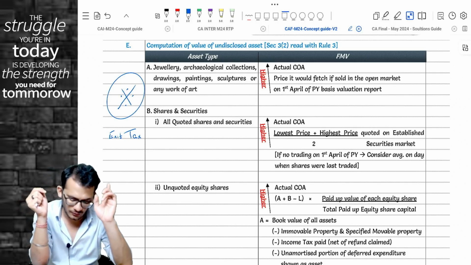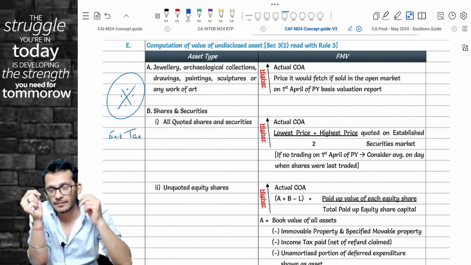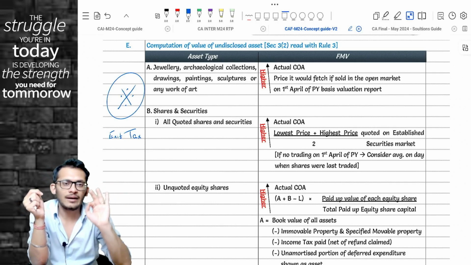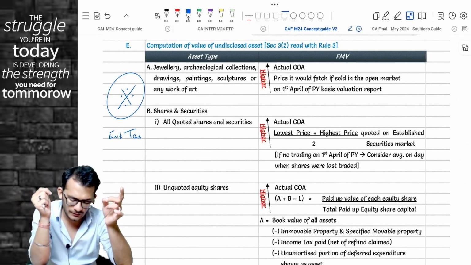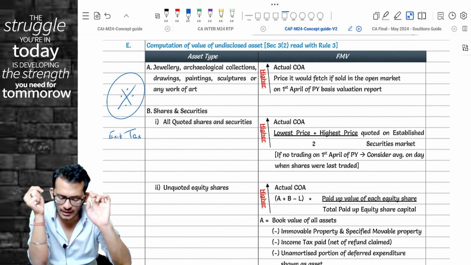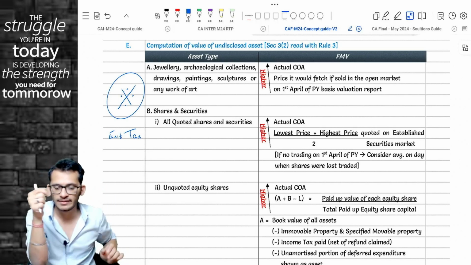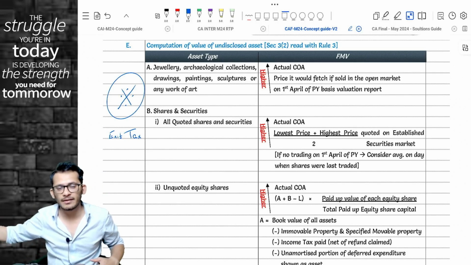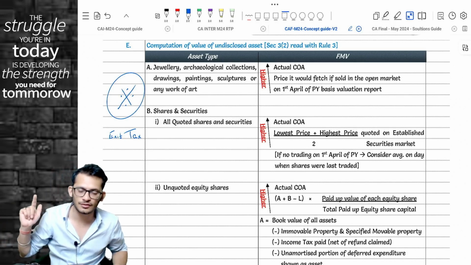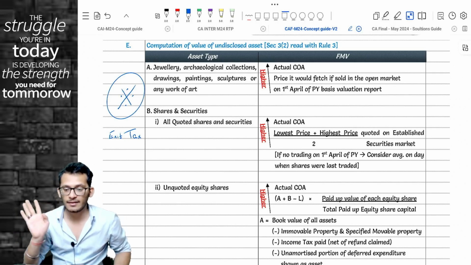First one, Rahul, if the asset is jewelry, archaeological collection, drawings, paintings, sculptures, or any other work of art, the Act says the value would be the actual cost of acquisition or the price it would have fetched if sold in the open market basis valuation report, whichever is higher. If you yourself are telling me what you have paid for it, and I am checking the open market, whichever shows a higher price will become your undisclosed asset, and on that you have to pay 30% tax. Clear?